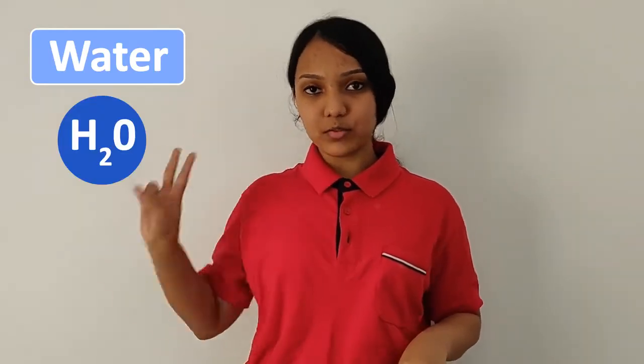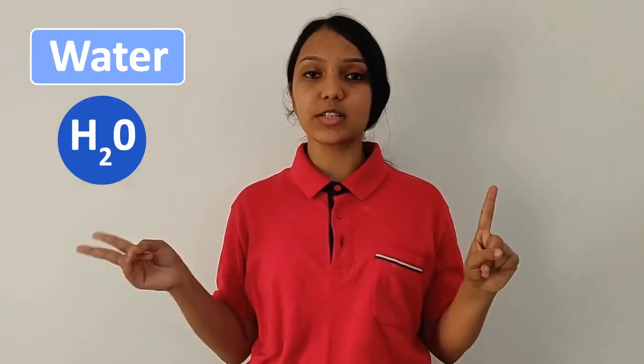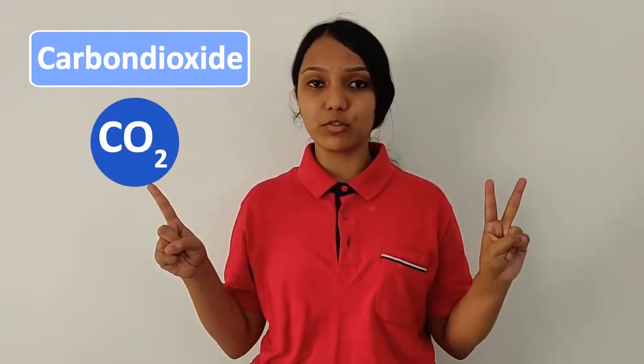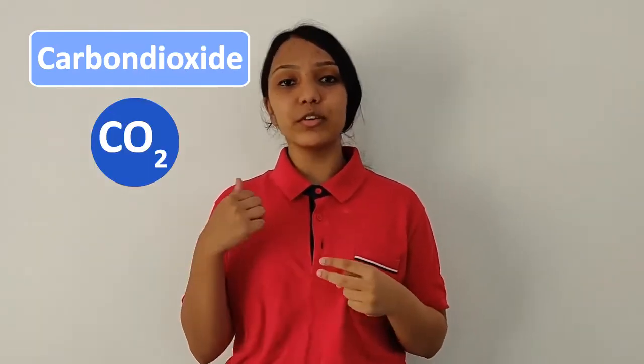Let us take a very simple example of water. What does water consist of? H2O, right? There are 2 atoms of hydrogen and 1 atom of oxygen combining together to form a molecule of water. And consider carbon dioxide as well. In carbon dioxide, we see that there is 1 atom of carbon and 2 atoms of oxygen combining together to give carbon dioxide.